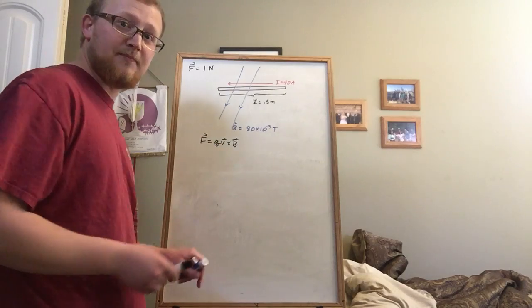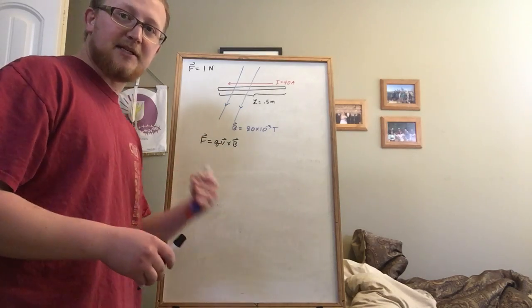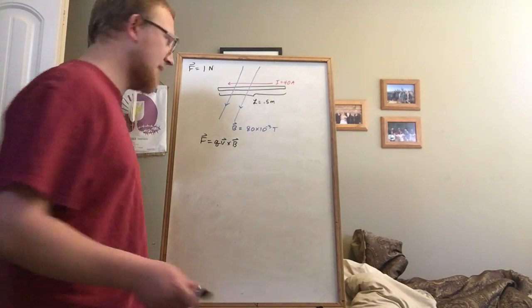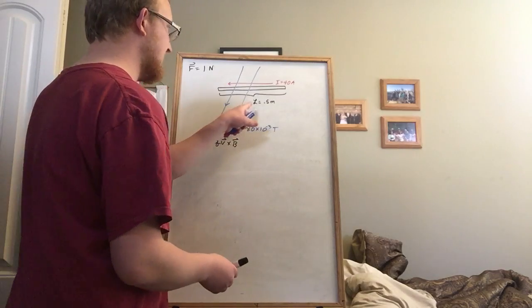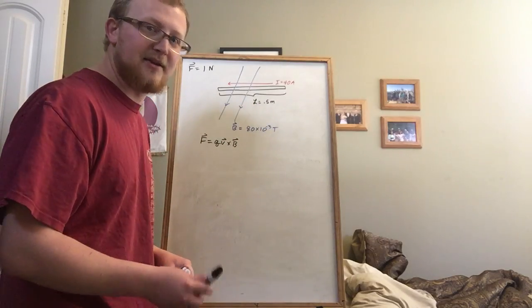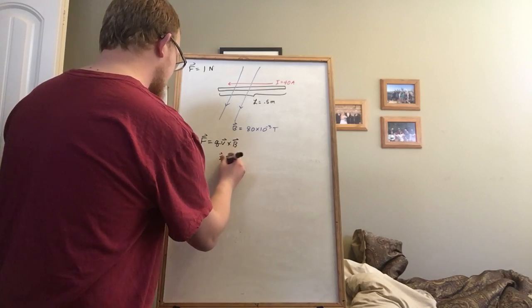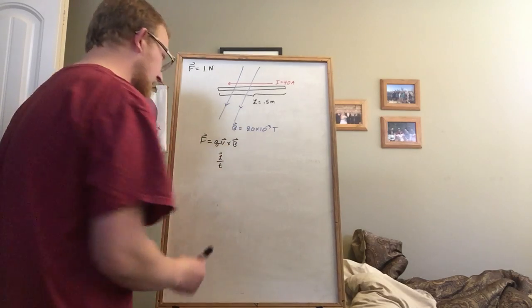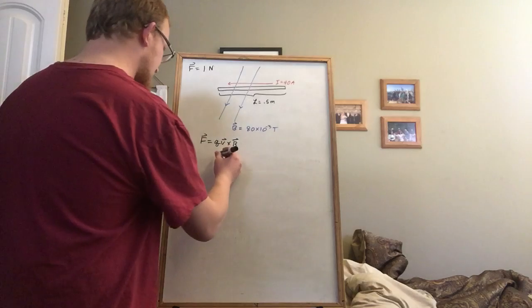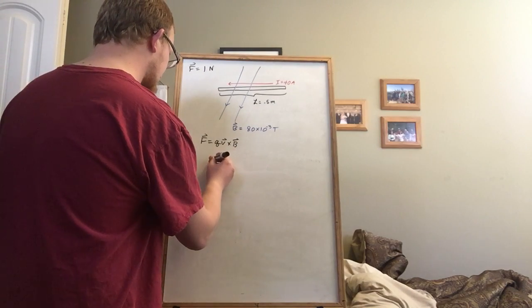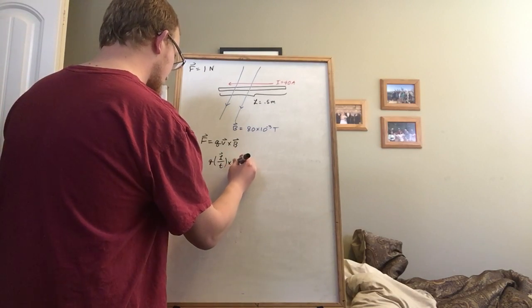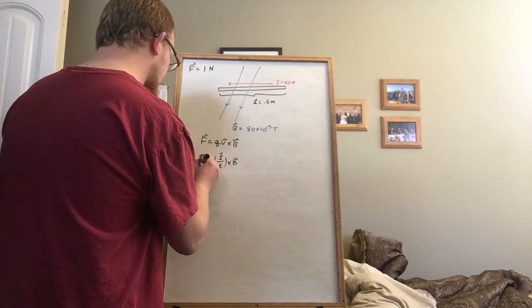Well, velocity can in fact be written as displacement per unit time. Let's go ahead and say that the displacement is the length of the wire. So velocity can be written as the length of the wire per unit time. So now that we have that, we can fill in the rest of our equation. And that's equal to our force.